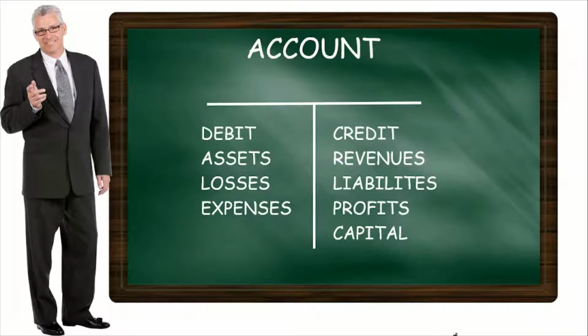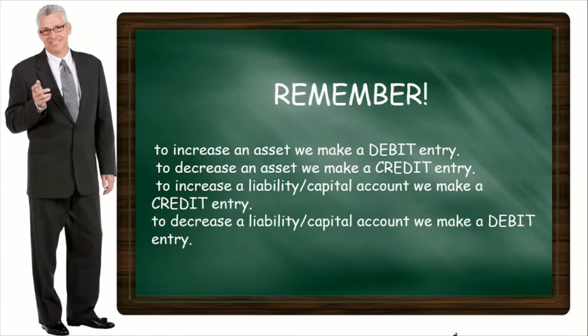Now, when recording transactions, you should remember this. To increase an asset, we make a debit entry. To decrease an asset, we make a credit entry. To increase a liability or capital account, we make a credit entry. To decrease a liability or capital account, we make a debit entry.